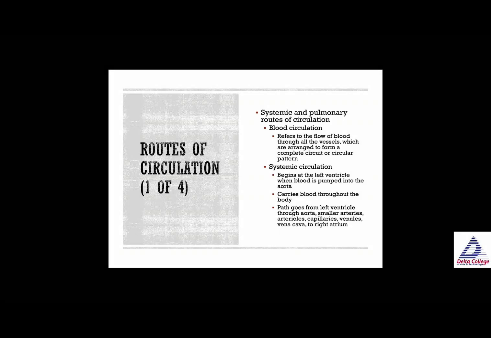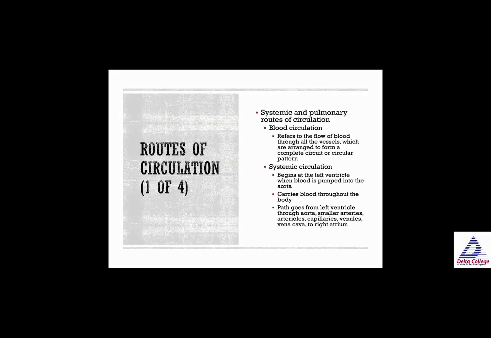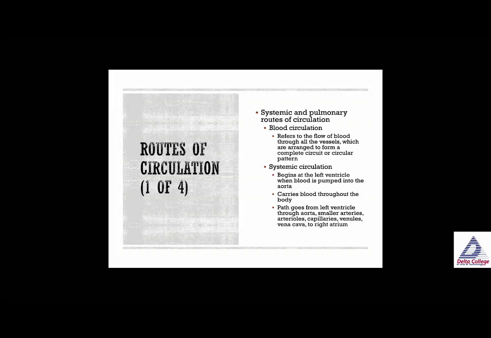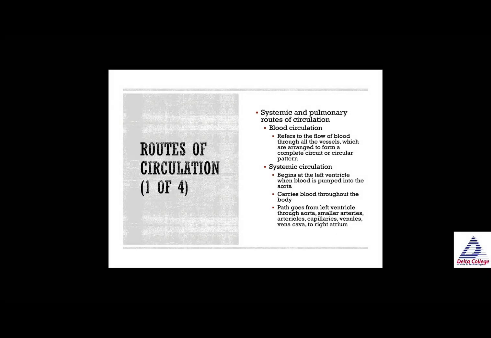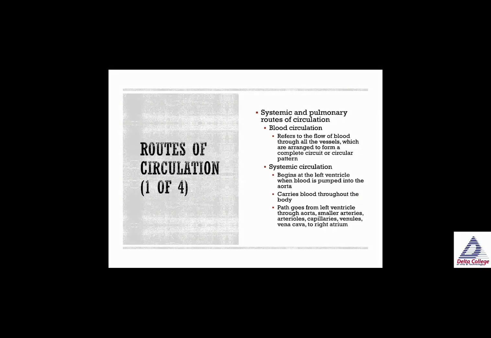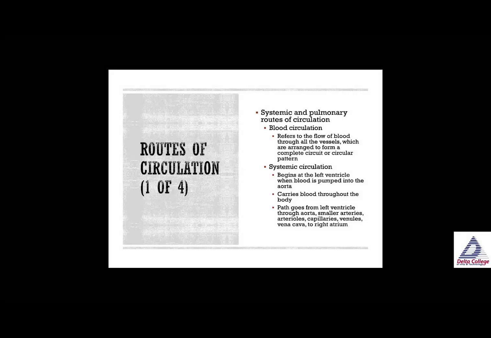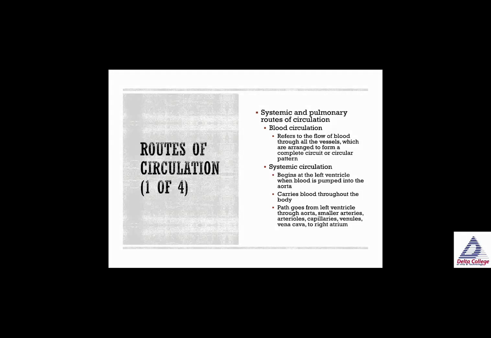Systemic circulation begins at the left ventricle when blood is pumped into the aorta. It carries blood throughout the body, and the path goes from left ventricle through the aorta, through smaller arteries, arterioles, capillaries, venules, then to the vena cava, back to the right atrium. Know that.